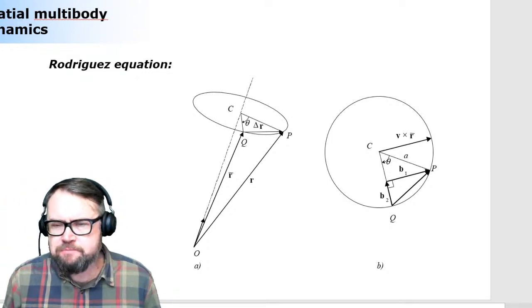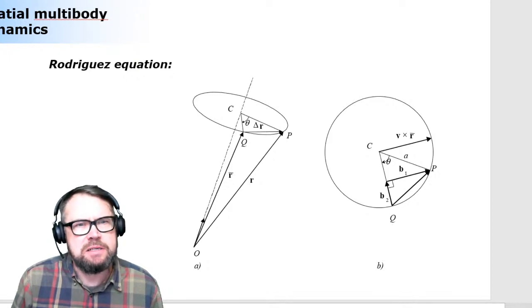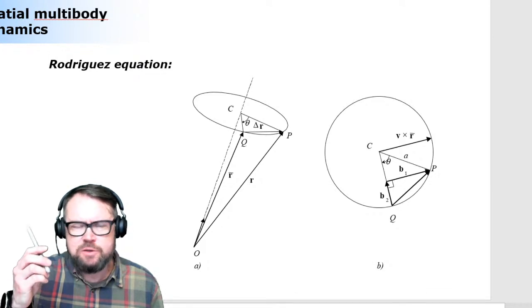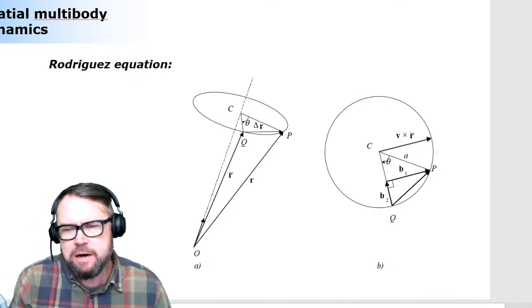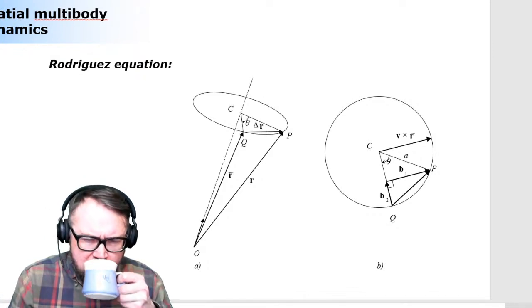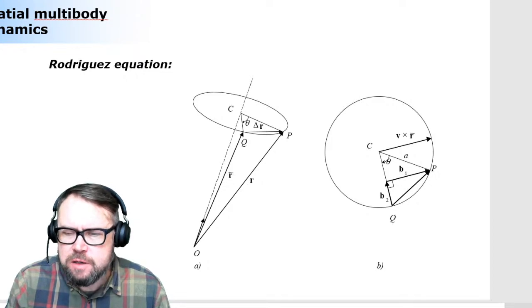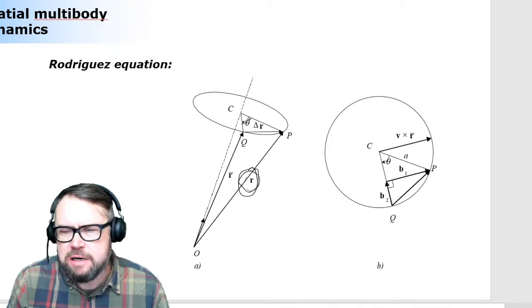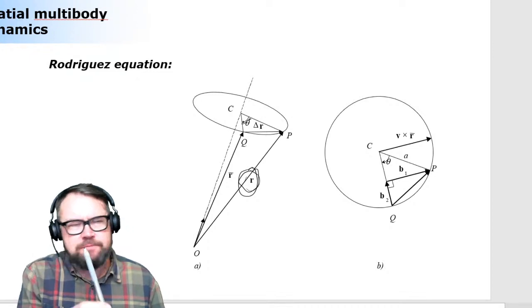Okay, so I need to make a setup here to be able to explain this to you. So I'm going to introduce your vector here. The vector name is R bar. Oh, excuse me, so it's going to be R. So I'm going to introduce the rotation in this direction. This is R, this is my vector R here.